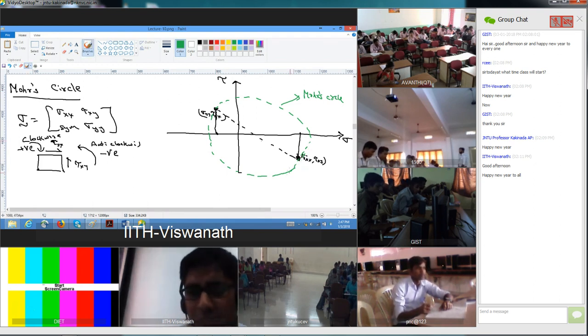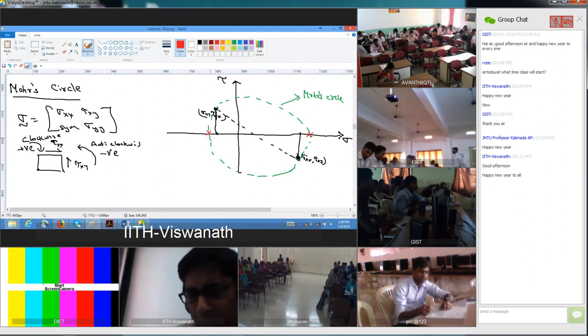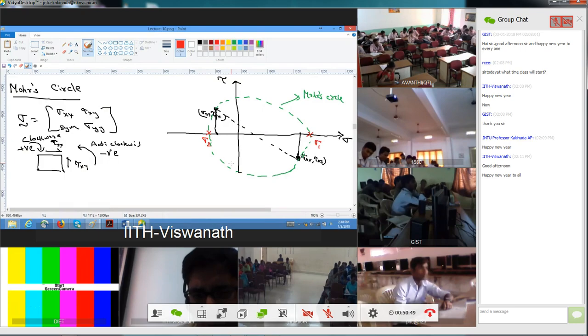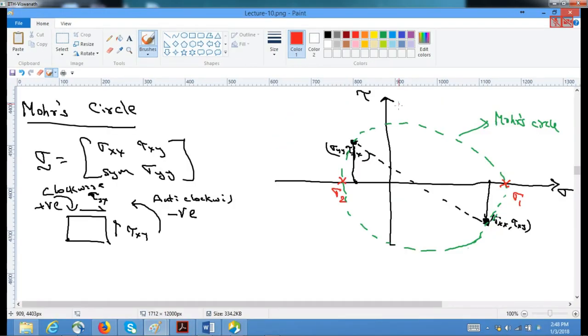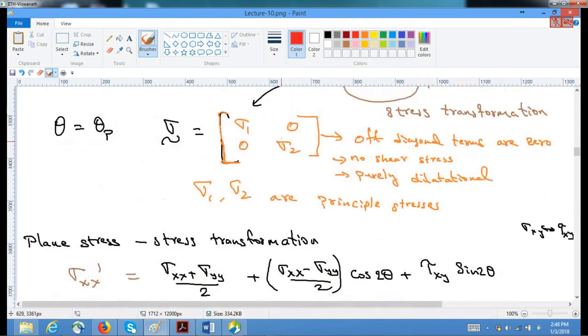Now it would intersect the normal axis at this place and at this place. The highest value you will call sigma 1 and the least value you call sigma 2. At this place, what is the y-axis value? The y-axis is 0. That is, the shear stress on this element is 0. So if you look back, your sigma 1 and sigma 2 are these points: sigma 1, 0 and sigma 2, 0.